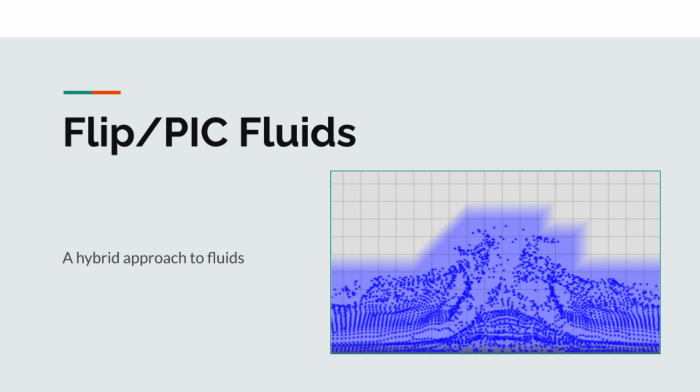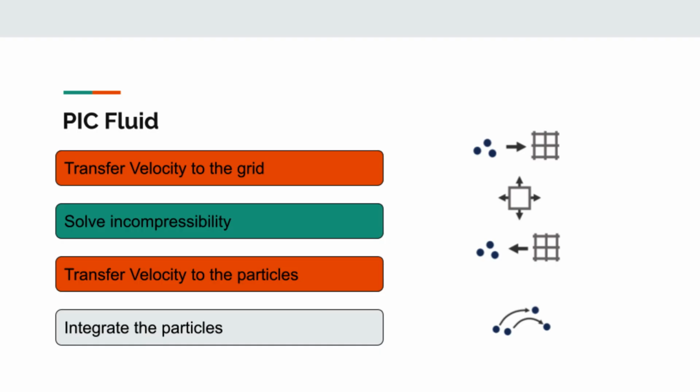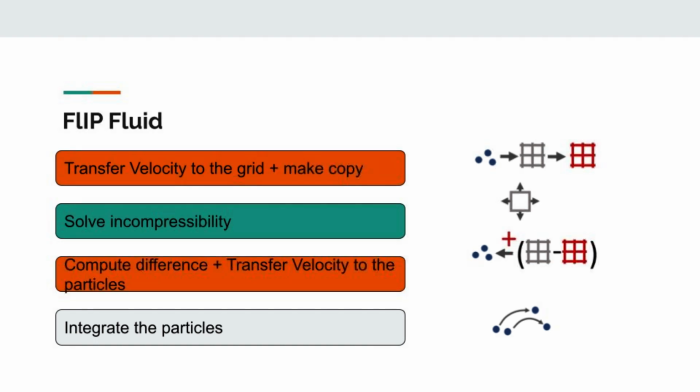Hi, my name's Joey. I'm going to be presenting my topic, FLIP/PIC fluids, which is a hybrid approach to fluids. So it uses both Eulerian and Lagrangian properties. First, we have a bunch of particles, which we transfer velocity to the grid. Then we solve the incompressibility on the grid, and then transfer the velocity back to the particles with bilinear interpolation, and then integrate the particles using an ODE solver.